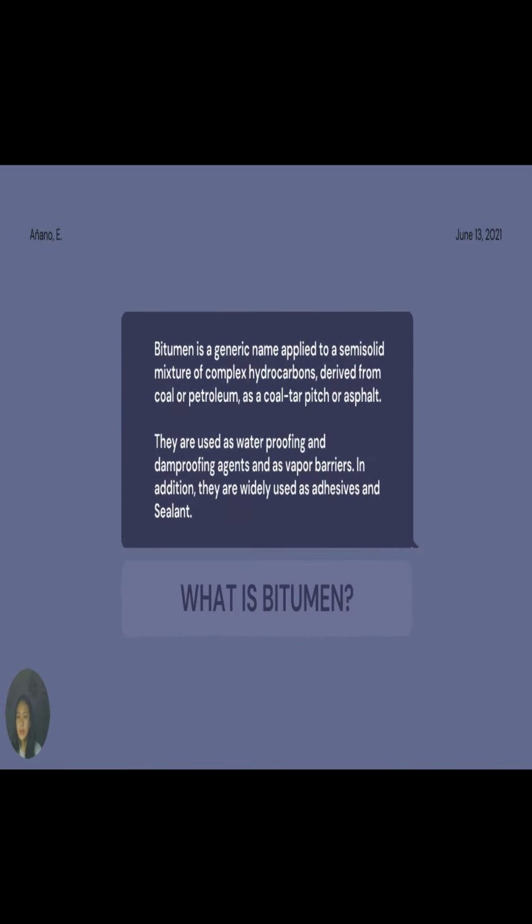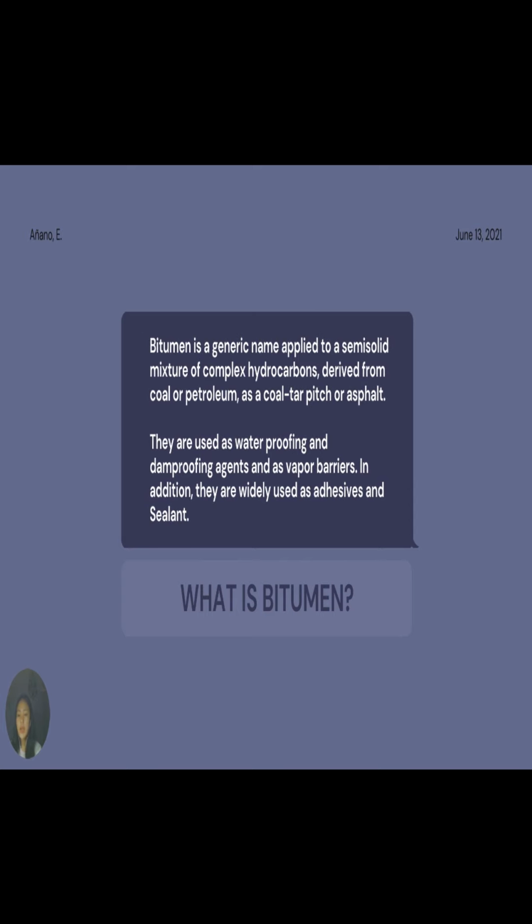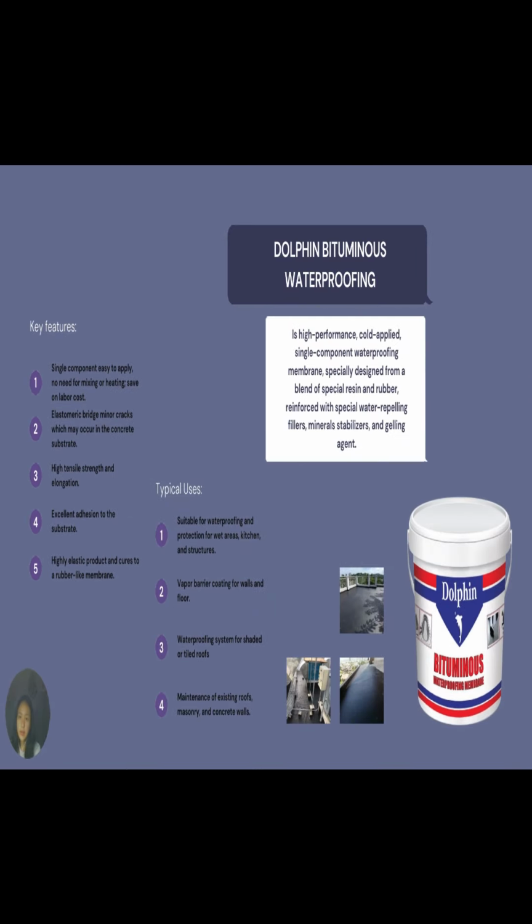But then, let's define first what is bitumen. Bitumen is a generic name applied to a semi-solid mixture of complex hydrocarbons derived from coal or petroleum, such as coal tar pitch or asphalt. Here are the featured brands that I will be discussing. The first one is Dolphin Bituminous Waterproofing. The second one is Primero Pro Bitumen. Next is Pentens Bituminous Waterproofing Membrane Coating, and the last one is Bostik Poscosil 16 Waterproofing Membrane. So now, let's move on to our first featured brand and discuss its characteristics.